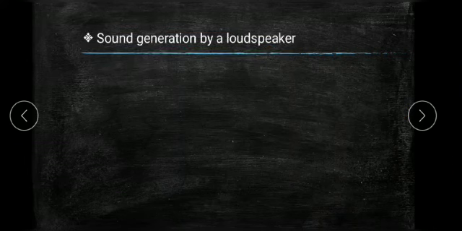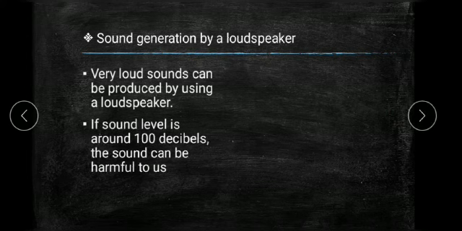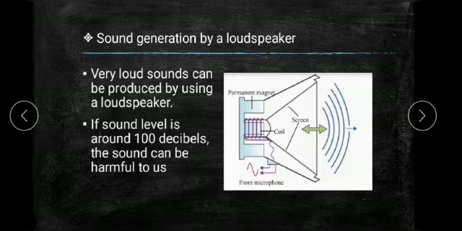Sound generation by a loudspeaker. Very loud sounds can be produced by using a loudspeaker. If sound level is around 100 decibels, the sound can be harmful to us. If you see this diagram, it shows the internal construction of a loudspeaker.